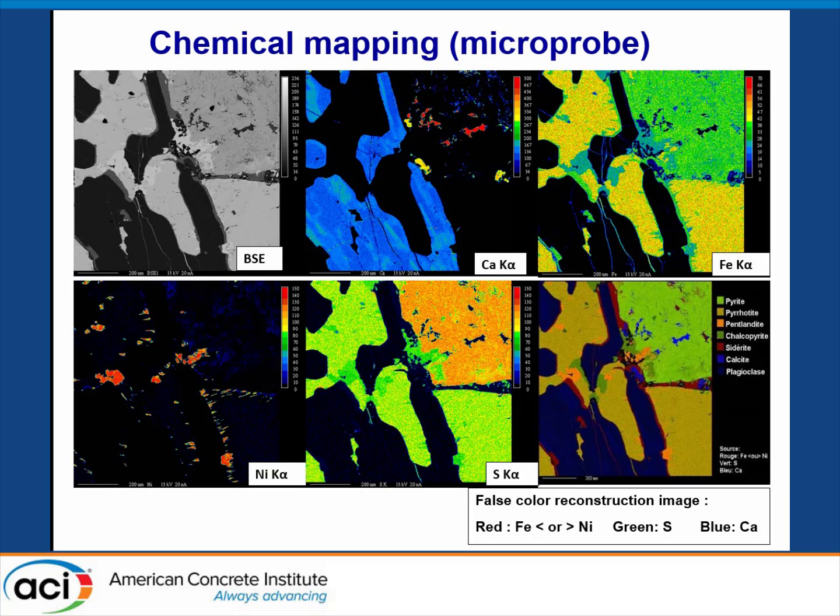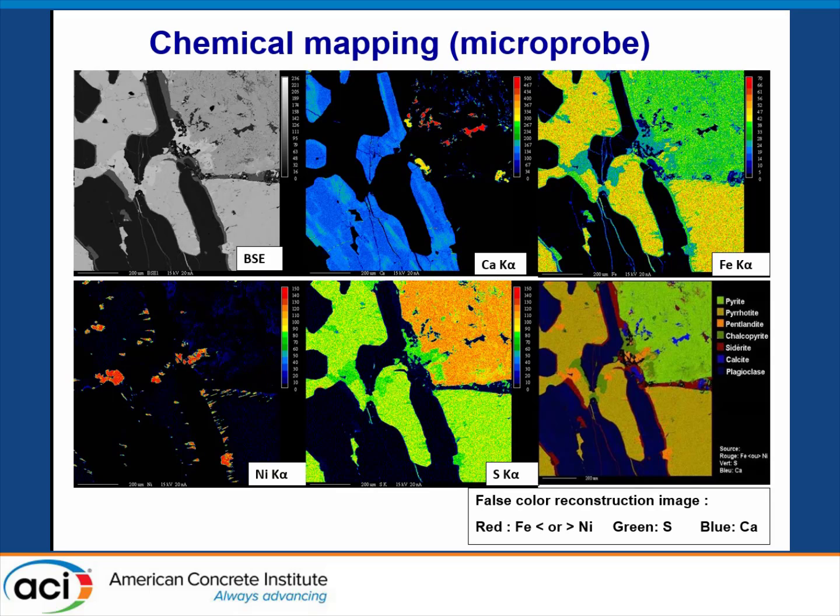This is a chemical map done with the microprobe. The first map is a backscatter electron image showing the density of the different minerals. The next map here is calcium. You can see here the calcium on the aggregate particle. This is the map for the iron, with the higher content of iron in yellow. Here you have the nickel map.